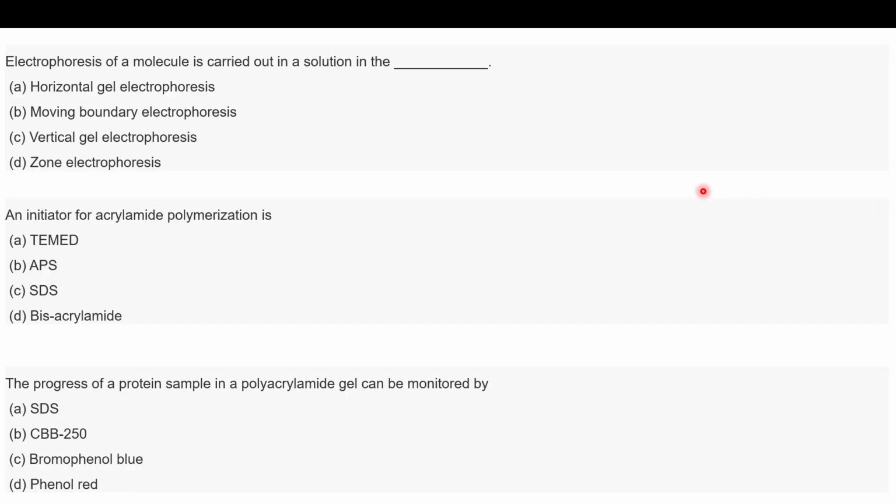So now let's come to the question answer. It's like very direct questions here. So first question is: electrophoresis of a molecule is carried out in a solution, not a solid matrix. In what kind of electrophoresis? So what will be the answer? Yes, it is moving boundary electrophoresis. You don't have any supporting medium or supporting matrix.